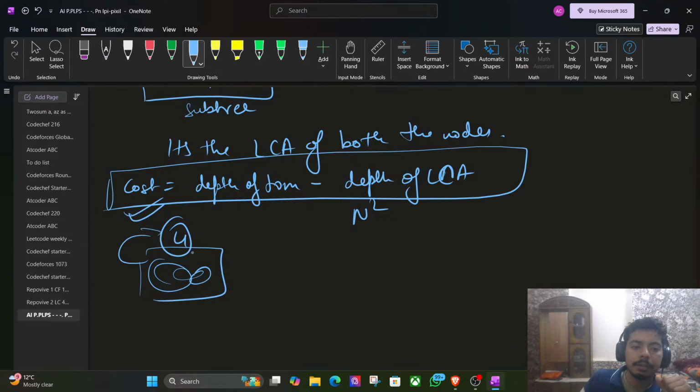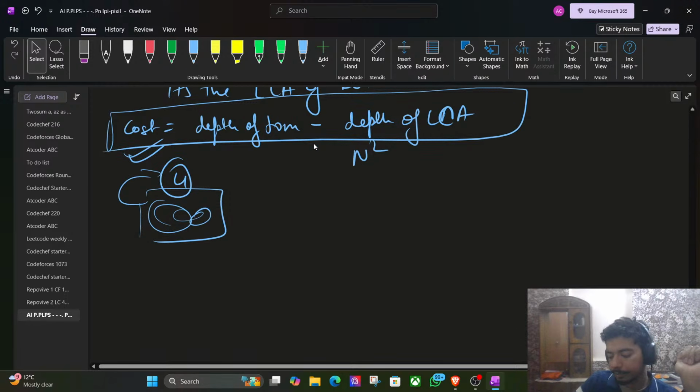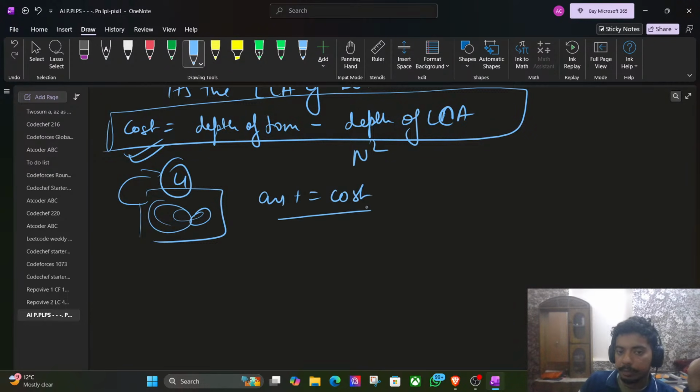You can store all the possible values where the games end using this at each particular node. Okay. So you can just update your answer with this particular cost at that particular point at every node.